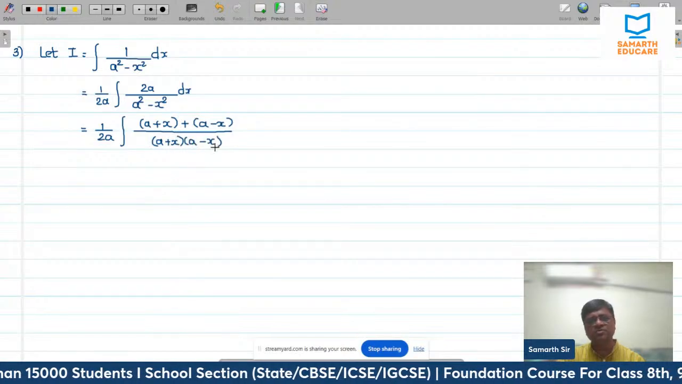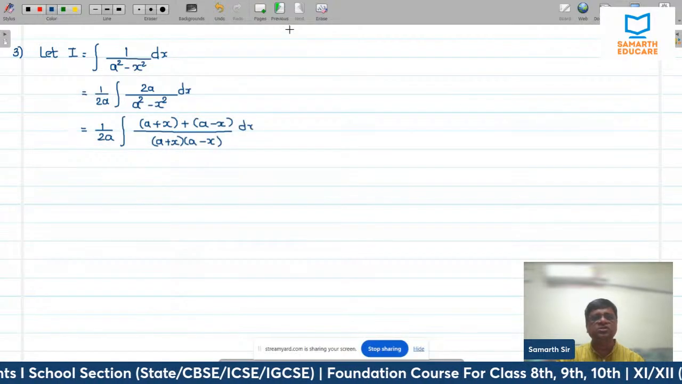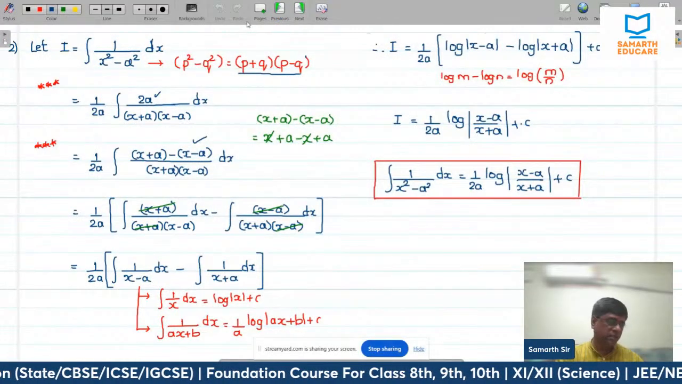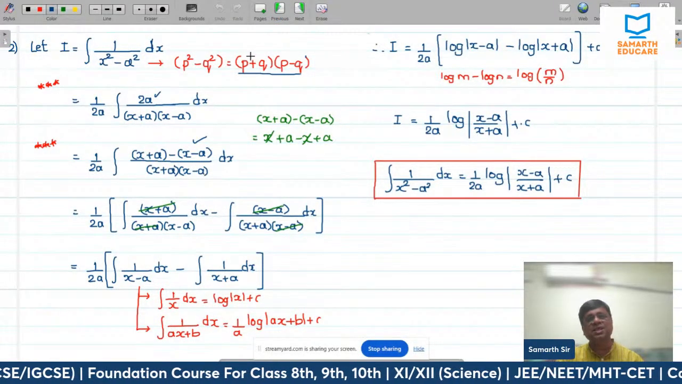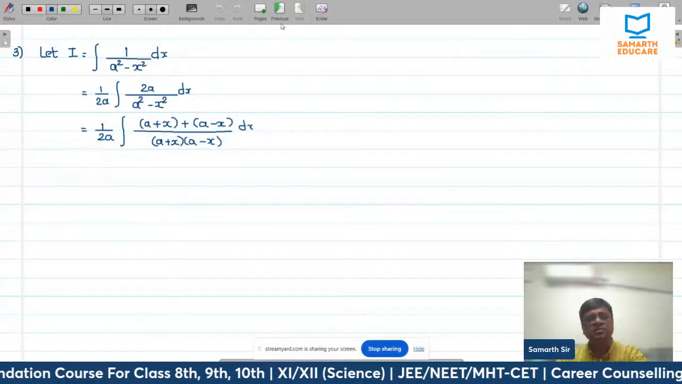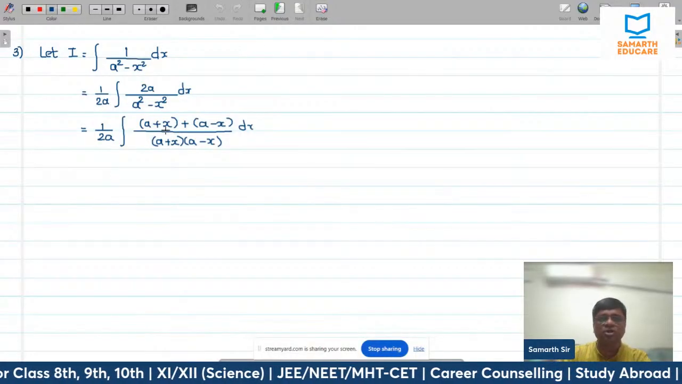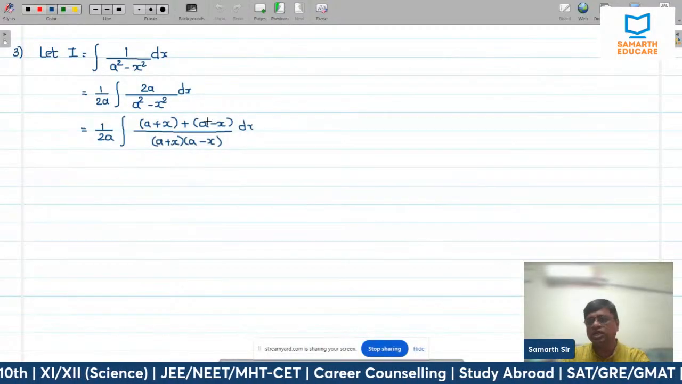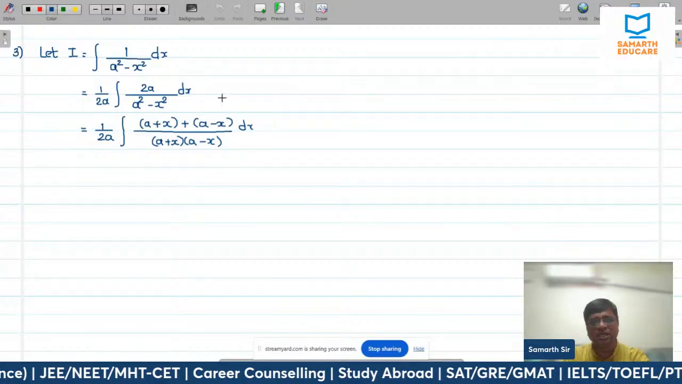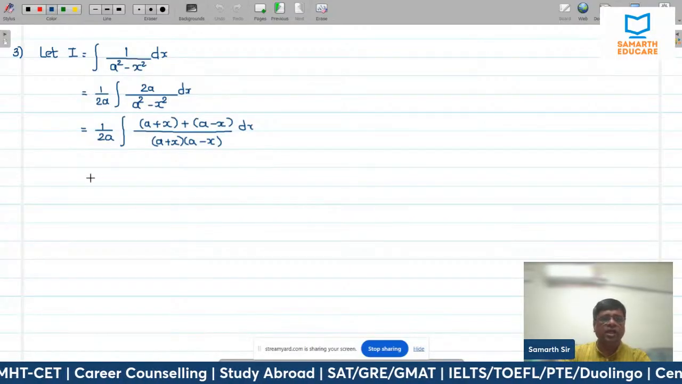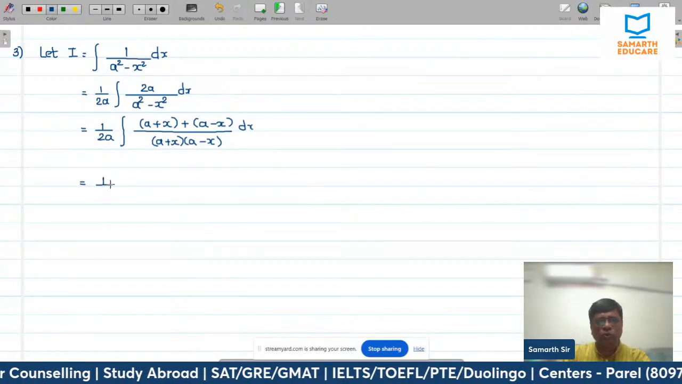So the number of steps remains the same except towards the end. Look here, adjustment is x plus a minus x minus a, adjustment is a plus a minus x, because what will happen, x and x will cancel, x minus x, and what remains with me, a plus a, that is 2a. All right, now this is equal to 1 upon 2a.